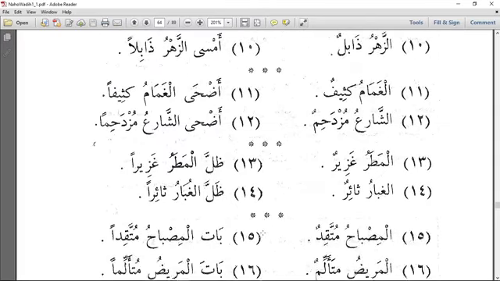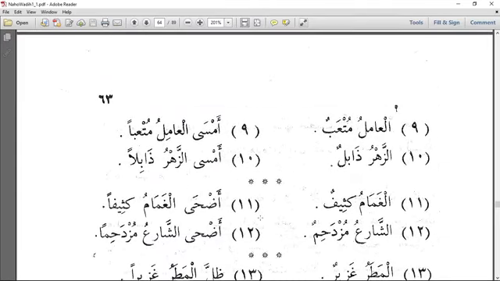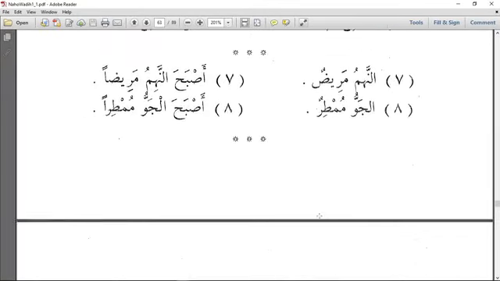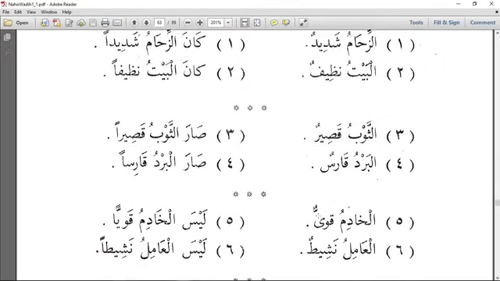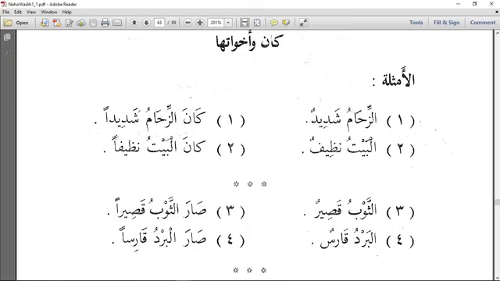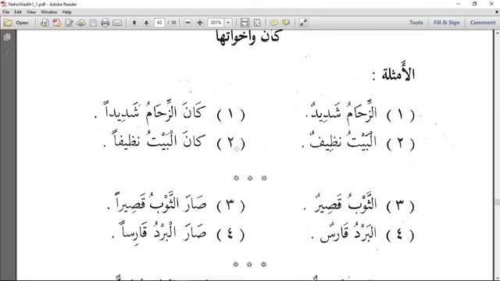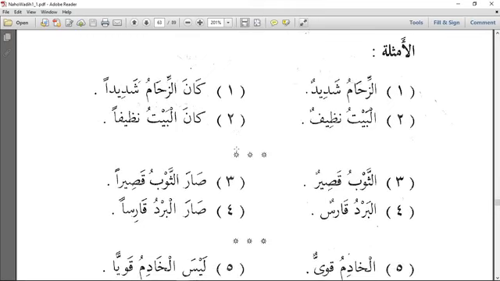They give the mubtada raf', and they give the khabar nasb, and the mubtada is now called ismu kana or ismu sara, or whatever the verb we use, and then the khabar will be called khabaru kana, khabaru sara, or whatever the verb we use. So we can check the examples again so as to get them very well.